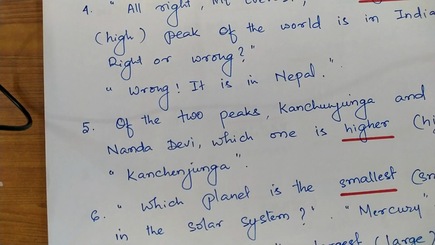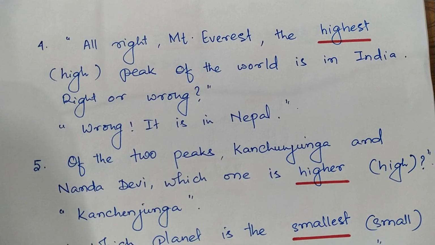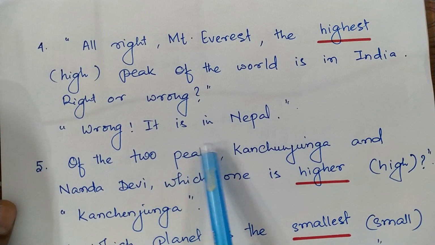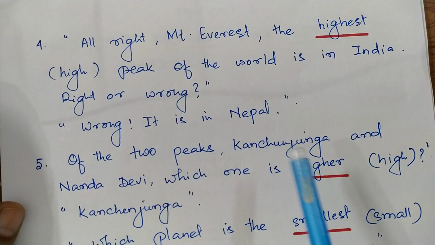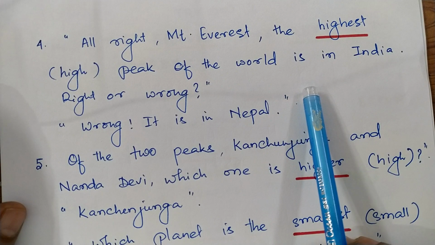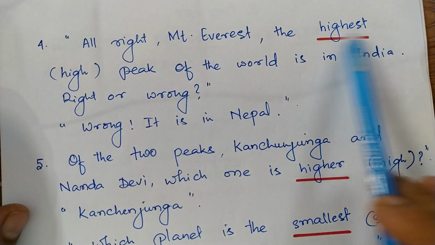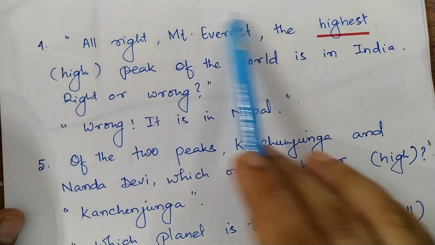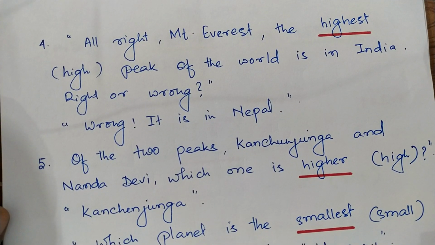Next, number 4. Mount Everest, the high peak of the world, is in India, right or wrong? Wrong, it is in Nepal. Now we are comparing Mount Everest to all the peaks in the world. So what are the degrees of comparison? High, higher and highest. We will use highest over here because one mountain is being compared to all the other mountains. Had we compared Mount Everest to some other mountain, then we would have used higher.